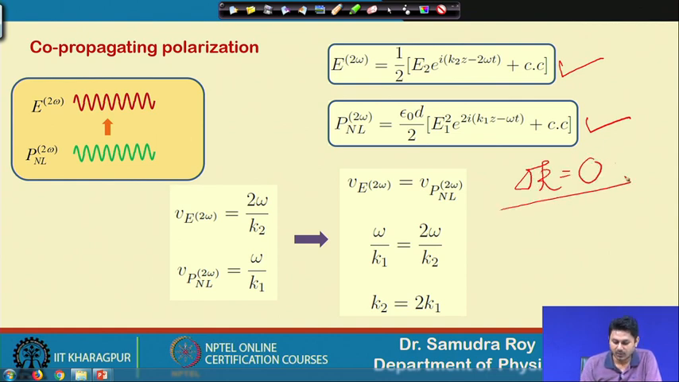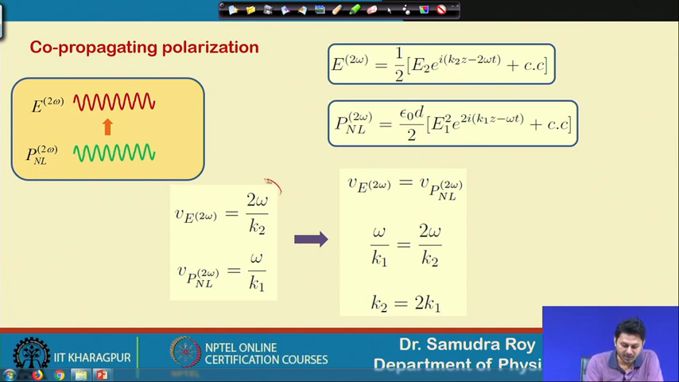So, if I want to figure out this phase matching condition, delta k equal to 0, in a different way, then we can find one important thing. What is the velocity of E 2 omega? From this plane wave expression, we can readily say that the velocity of E 2 omega is nothing but 2 omega divided by k 2. This is the phase velocity of the wave E 2 omega.